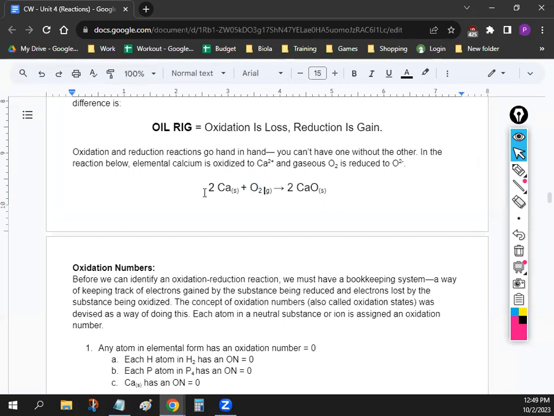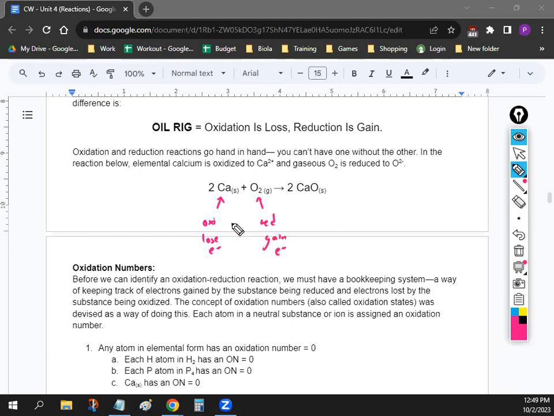We don't know how to find that yet, but what we're basically talking about is that Ca is the compound being oxidized, because it is going to lose electrons, and O2 is going to be reduced, which means it's going to gain electrons. The point of this is to show you that whenever you have a redox reaction, one compound has to get oxidized, and the other one has to get reduced. Just keep that in mind. They go together.